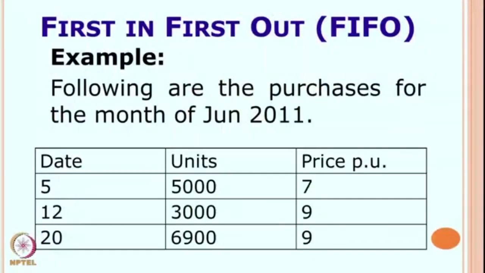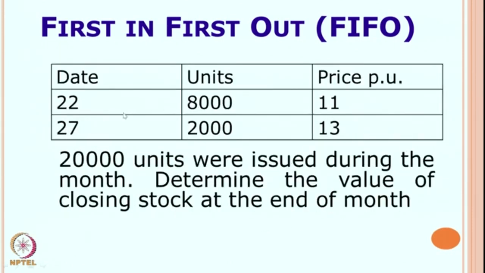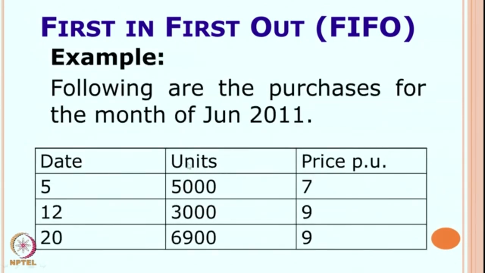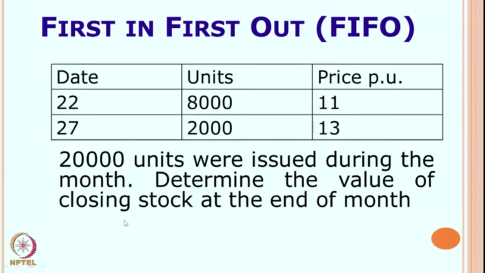Now, let us say in a particular month, this is the data. Now, the date of receipt is known to you. These are various purchases. The units purchased is known and the price is also known. So, we have purchased 5000 units at 7 on the 5th, then on the 12th, 3000 units at 9, and then on the 20th, 6900 units at 9. After that, on the 22nd, 8000 units at 11, and on the 27th, 2000 units at 13. So, in a month, totally there are 5 different purchases, and we know the units and the prices.